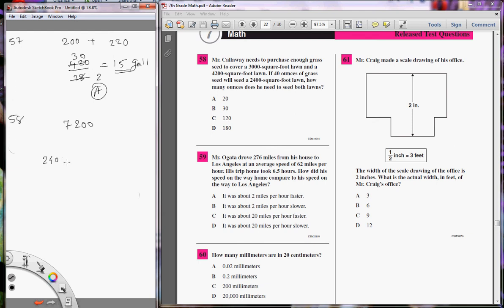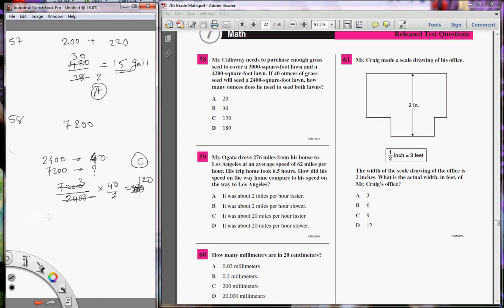So you can write the equation like this. 2,400 square feet of lawn is covered by 40 ounces. So how much do you require to cover 7,200? 7,200 divided by 2,400 times 40. That is 3 times 40, 120. Sorry, I made a mistake there. The answer will be C.